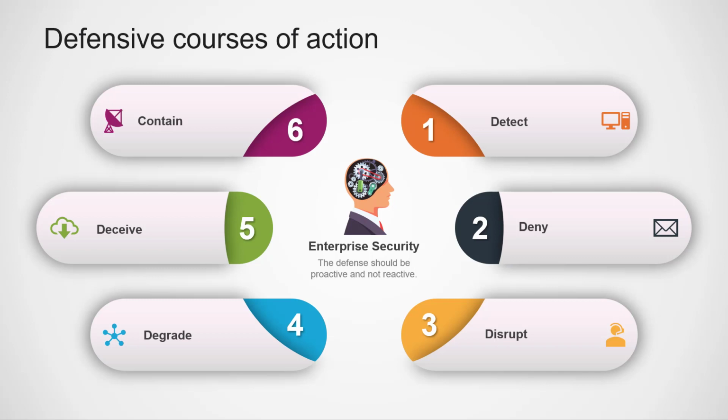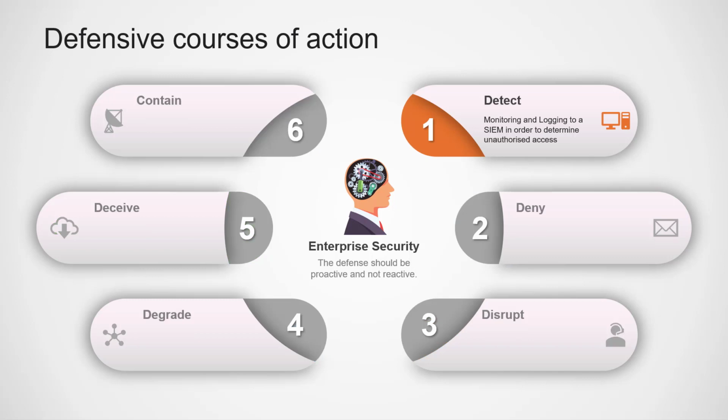We have 6 steps that we can do. We can detect, we can deny, we can disrupt, also degrade, deceive, and contain. Looking at each one of those steps, detect would be, for example, the monitoring and logging to a SIEM, or security information and event management system, in order to determine unauthorized access. Next, we'll deny, where we can prevent information disclosure and unauthorized access with role-based access control.